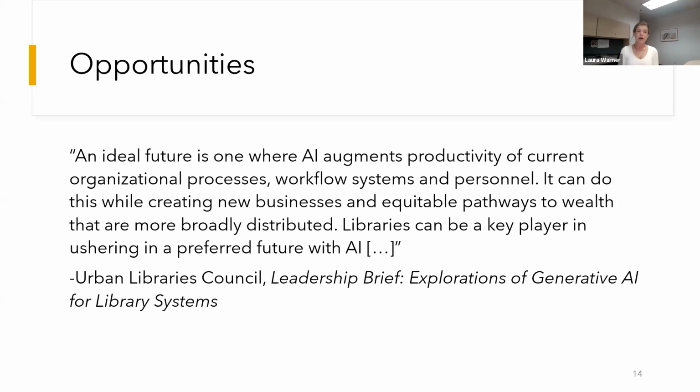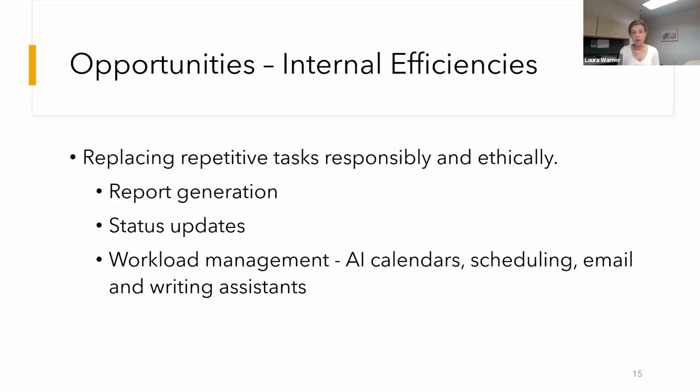They say an ideal future is one where AI augments productivity of current organizational processes, workflow systems, and personnel. And it can do this while creating new businesses and equitable pathways to wealth that are more broadly distributed. And libraries can be a key player in ushering in the preferred future with AI. And yes, I think we do need to think about what is our preferred future and how can we help develop that. And I think we play a significant role in educating others on AI. And AI can be a huge equalizer too, which is wonderful.